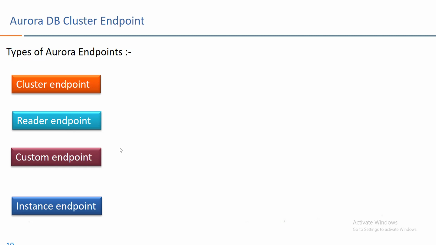Custom means you can create your own custom endpoints according to your DNS name. Instance endpoint is for when you want to connect to a specific instance, suppose a reader. You can connect to that specific instance very well. But if that instance goes down, your connection will not switch, and you will get an error saying the database doesn't exist or is not available. So there are 4 types of endpoints.